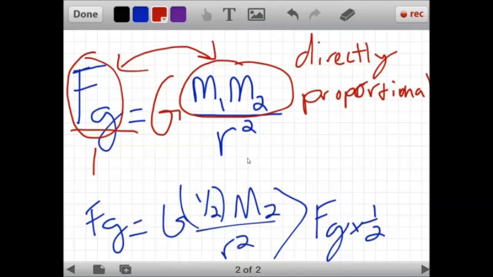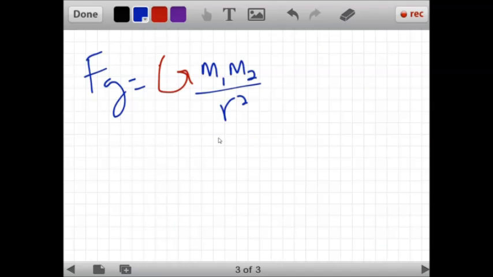But what happens with this variable, the radius, is a little bit different. We've got a different name for it. So let's go ahead and see what happens here. We'll start off pretty simple. What happens to the force of gravity if I double the radius, or I double the distance between them? That's asking the same question.